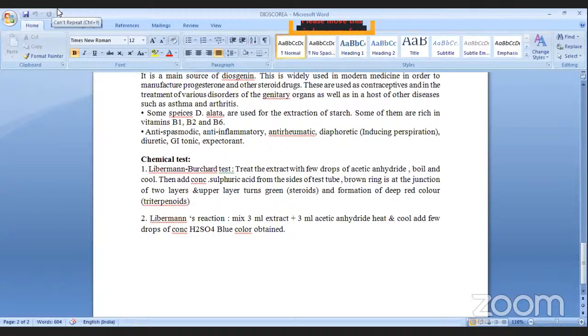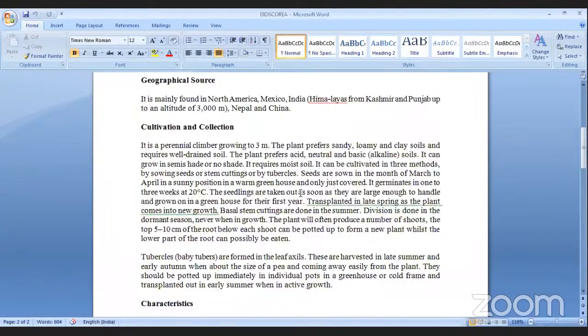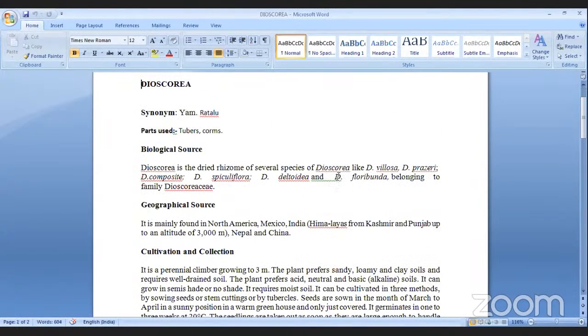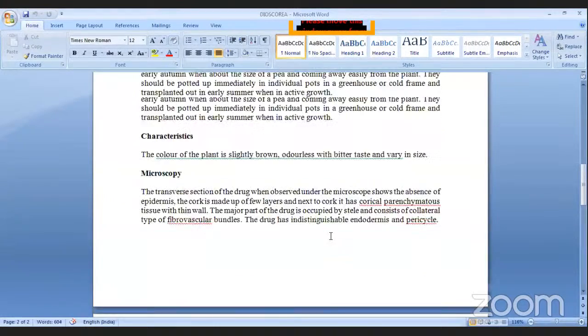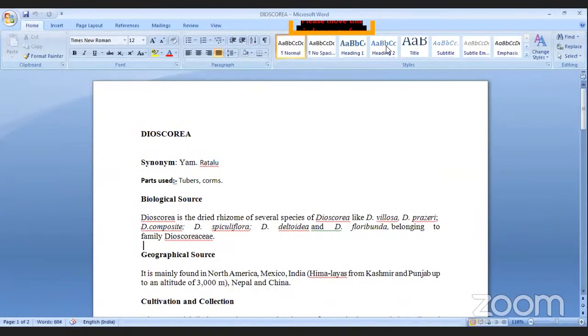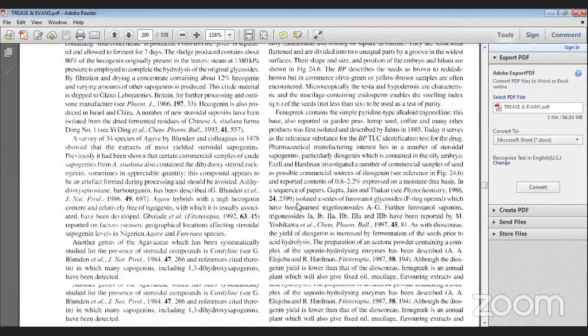Next are some allied species, which were already discussed. The allied species are Dioscorea floribunda, Dioscorea villosa, and Dioscorea deltoidea. These are some allied species of Dioscorea. So that's all for the Dioscorea drug. Next, we move to liquorice.